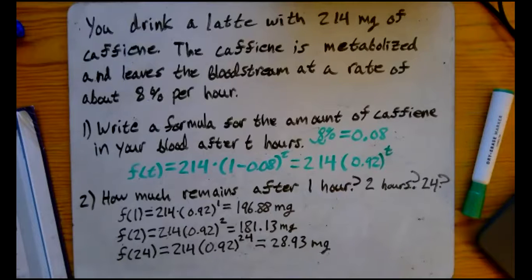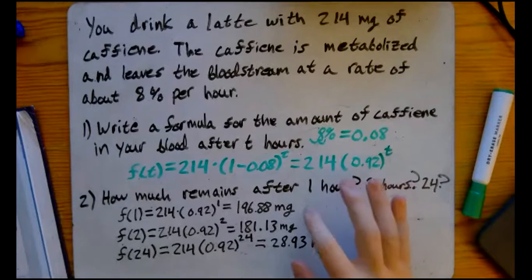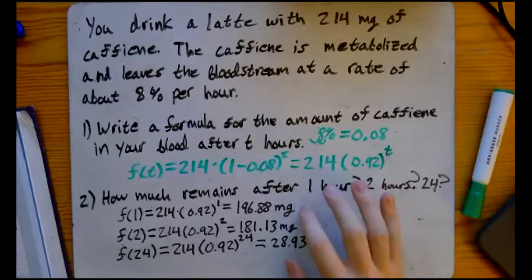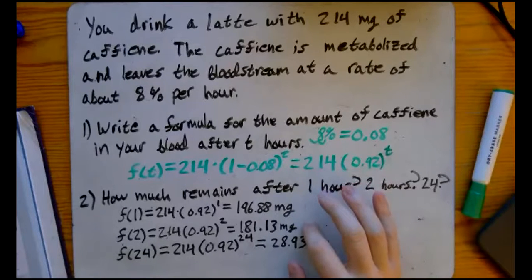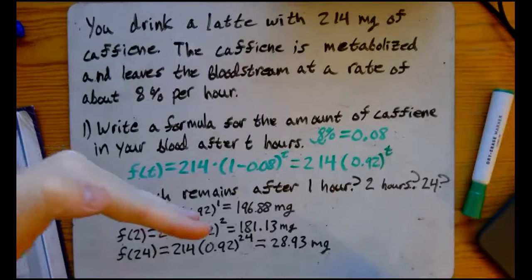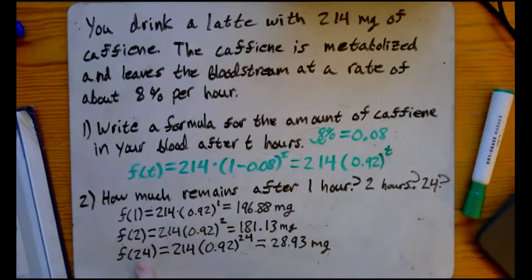All right. So we can actually come to a conclusion here. We started with 214. To go from 214 to 196, it decreased by something like 18 milligrams in the first hour. In the second hour, we lost about 15 milligrams. So you see that each hour we're losing a little less. The less caffeine is in our blood, the slower our body will metabolize it. What this means is that the more time passes and the less there is, the slower your body uses it up.